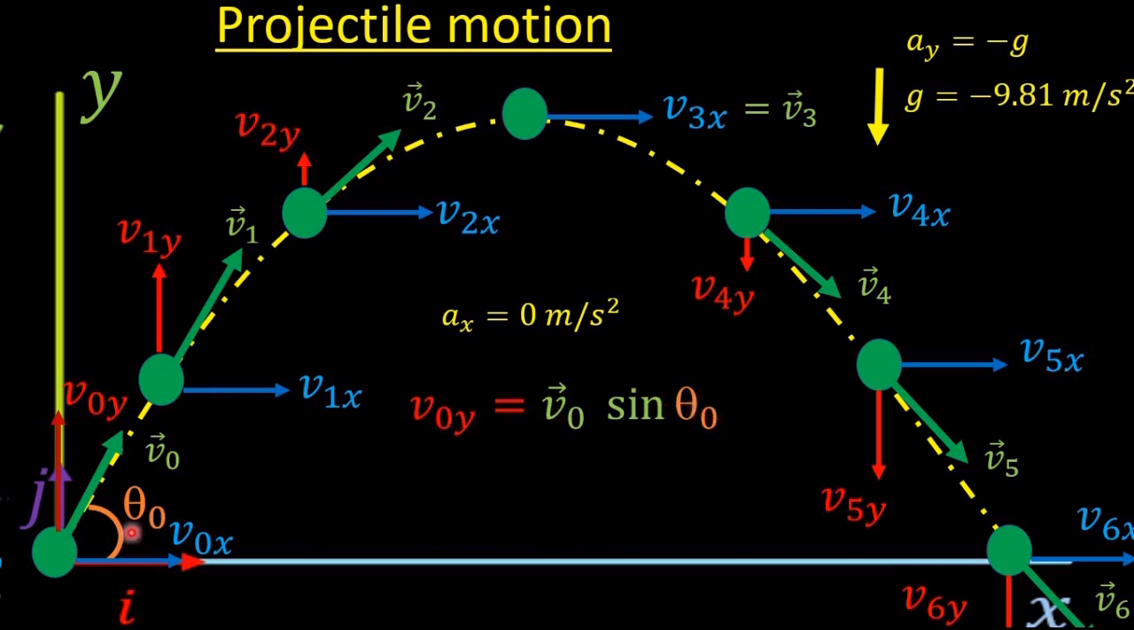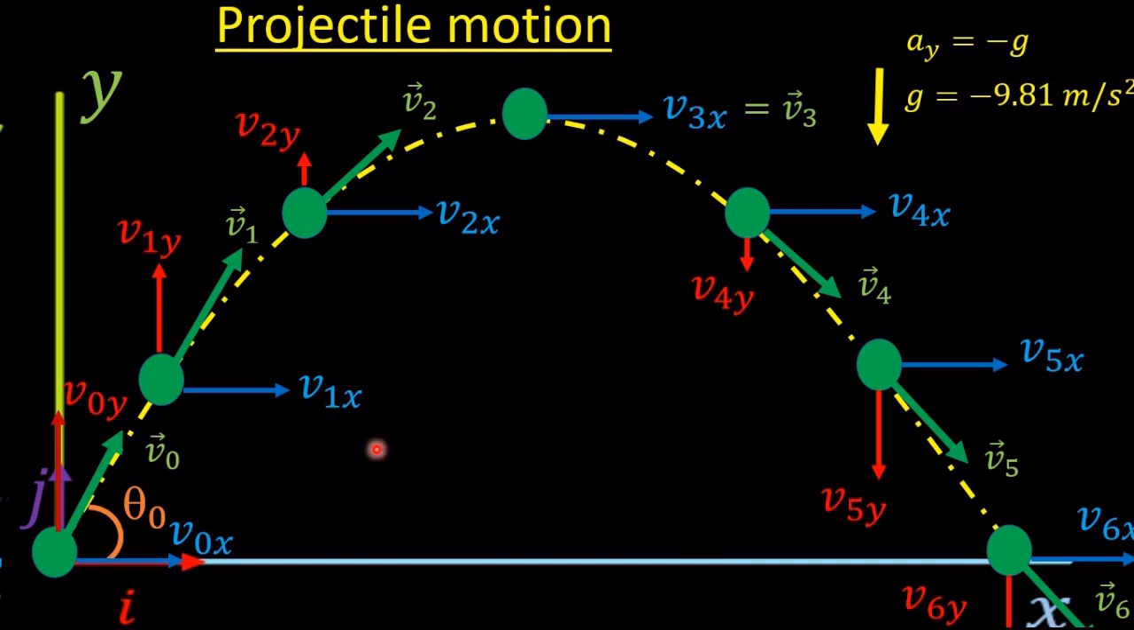And the velocity in the i direction is going to be v0x, which is v sub 0 times cos theta sub 0. So this is the acceleration in the i direction, so it's 0. This is the velocity in the vertical direction and velocity in the horizontal direction.